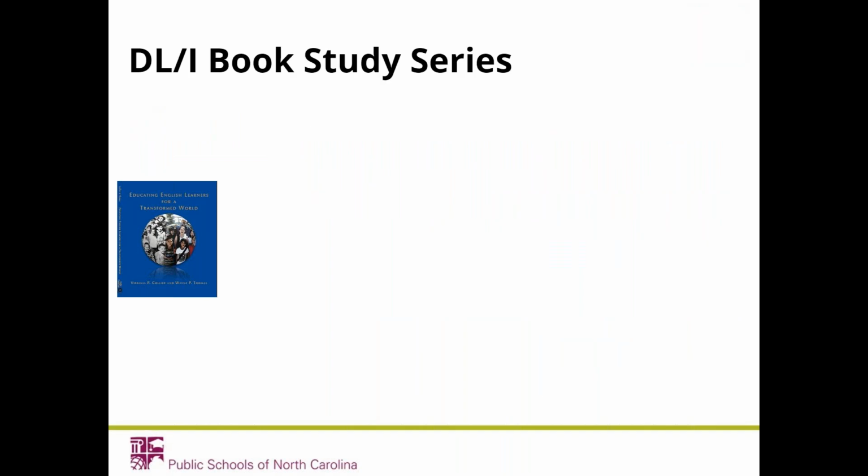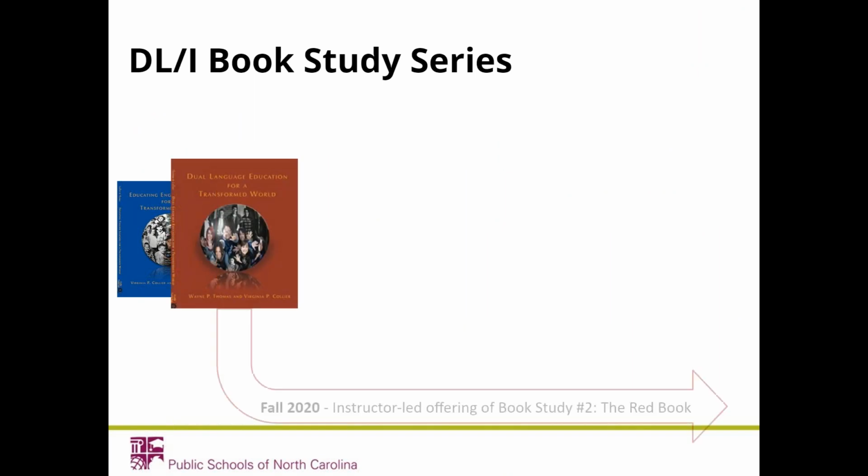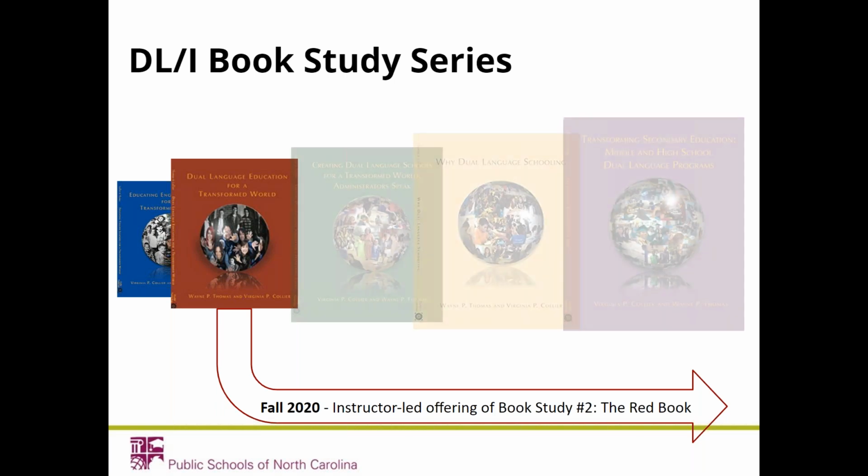Going forward, of course, we'll have our DLI book study for the blue book, the first book here, but also this fall, we will be offering an instructor-led version of the book study for the second book, affectionately called the Red Book, but titled Dual Language Education for a Transformed World. This is the second in the series by Thomas and Collier research team, if you will. And this book also contains a chapter dedicated to the work here in North Carolina called Outstanding Success and all the things we've done with DLI here.